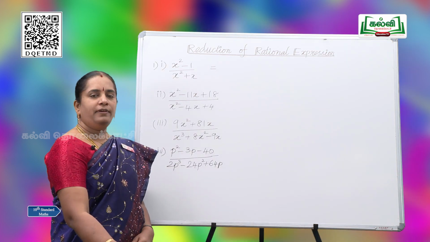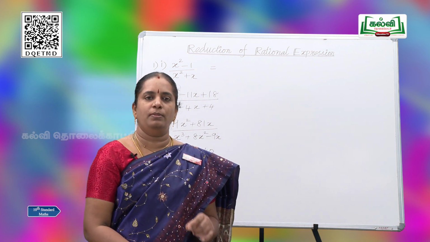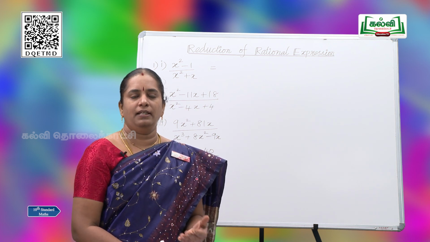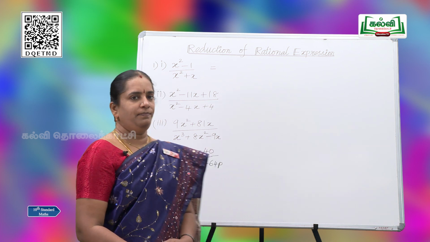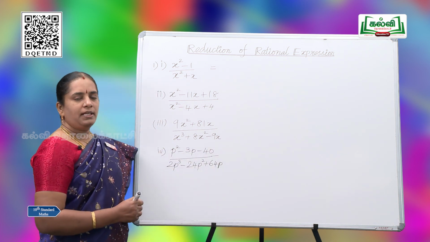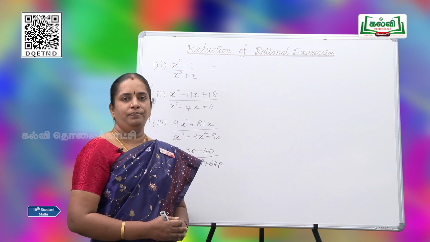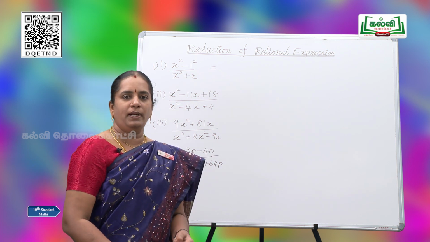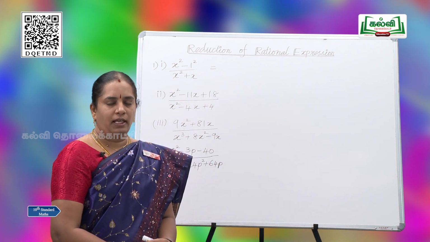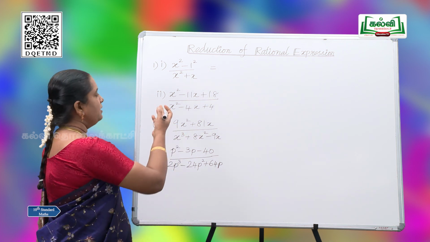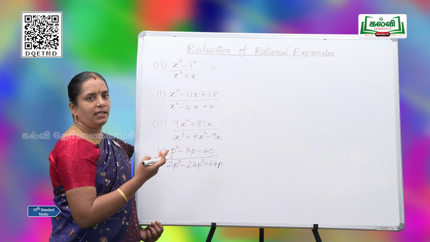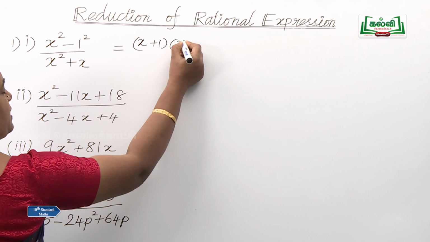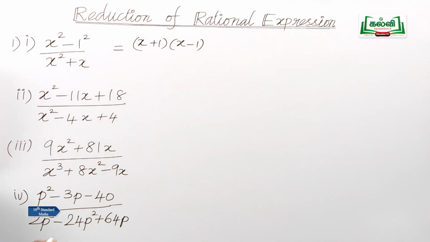In the first sum, first the numerator and the denominator should be factorized, and then if there are any common factors, we have to cancel and then we have to reduce the rational expression. See, x square minus 1 is of the form a square minus b square, that is, it is taken as x square minus 1 square. So, we have to split a square minus b square as a minus b into a plus b. Likewise, x is taken as a and 1 is taken as b here. So, we can split this into x plus 1 into x minus 1 as factors.